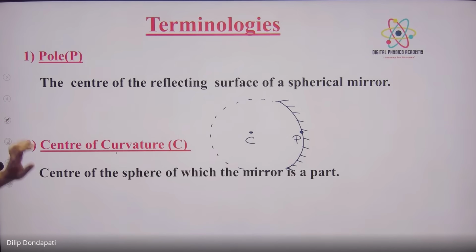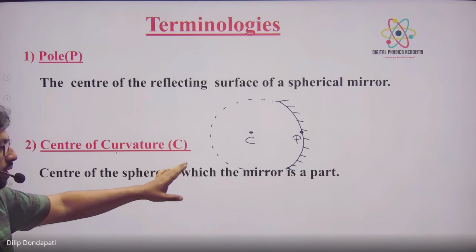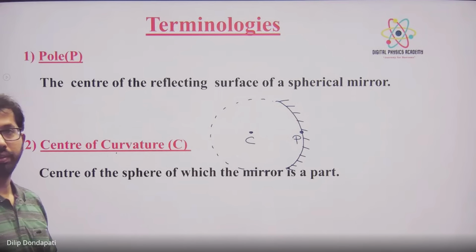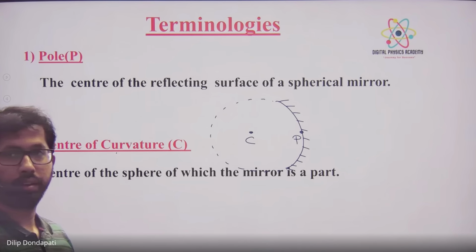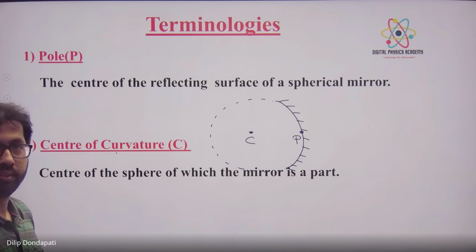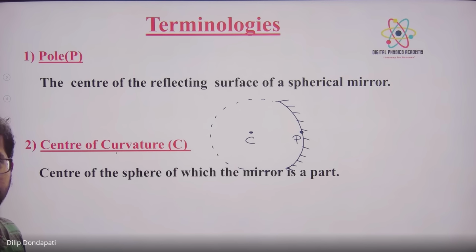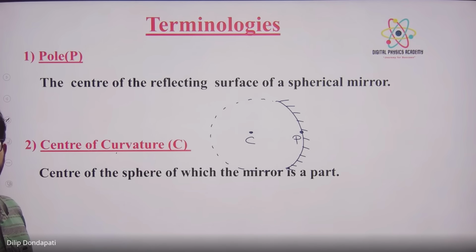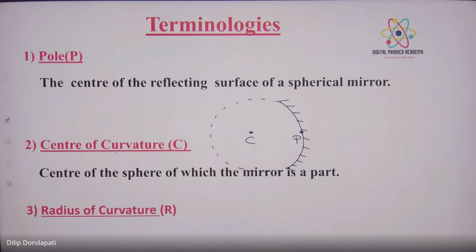So how to define? Center of the sphere of which mirror is a part. It is the center of the sphere of which mirror is a part. That is called center of curvature. Now, since center is there, there will be a radius of curvature also, capital R.